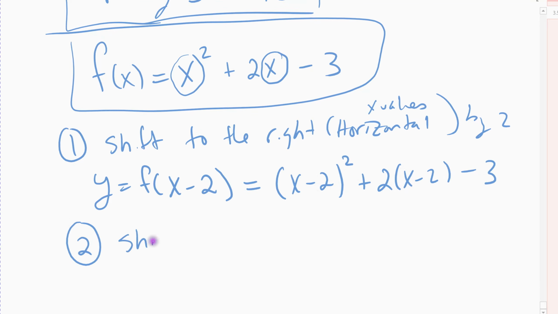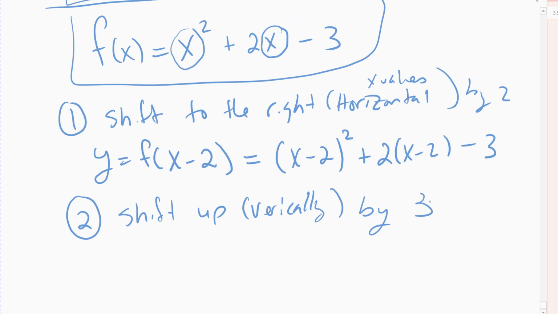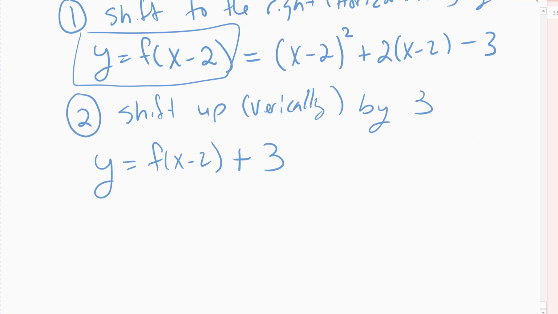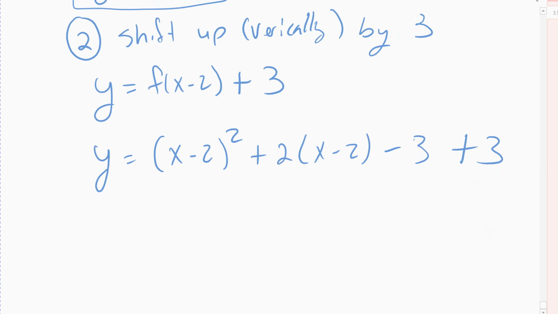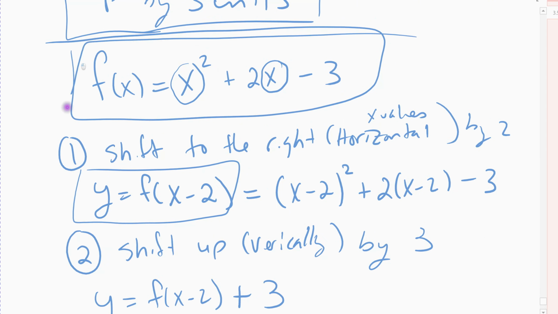The second shift is that I want to shift up, which means vertically, by 3. It means I'm going to add 3 to my function. So looking here, this is the function I now have, f of x minus 2, and I want to add 3. When I do a vertical change, it's to the entire function, so it's outside the function where I add 3. I'm just going to add 3 to the end: y equals x minus 2 squared plus 2 times x minus 2 minus 3, and then another plus 3. If I want to simplify it, those 3's cancel. X minus 2 squared plus 2 times x minus 2 would be the new function where I shifted my original function f of x. This would be the original.